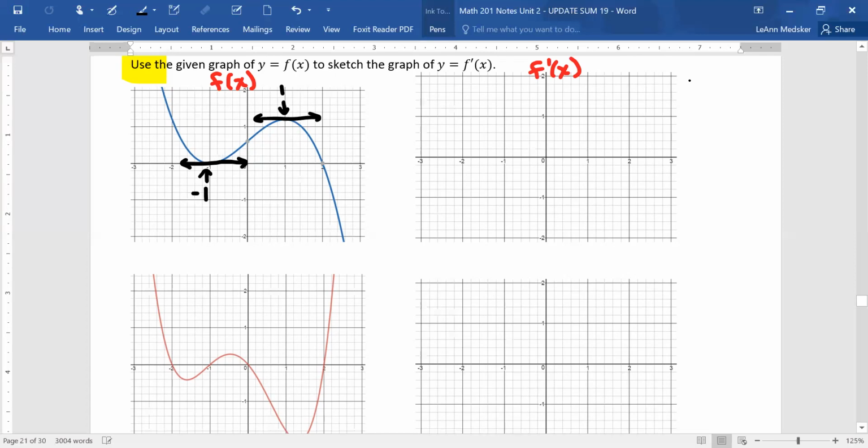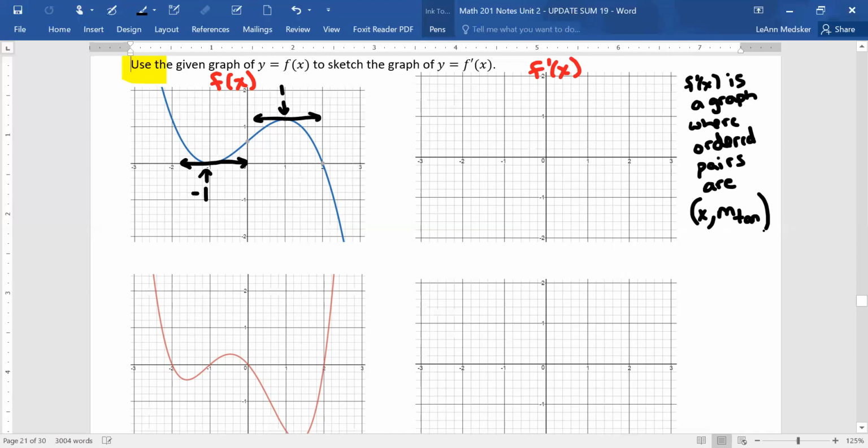Because the first derivative is a graph where ordered pairs are an x comma slope of the tangent. So when we graph them, we're graphing the x value that's coordinated to the original function and the value of the slope of the tangent.